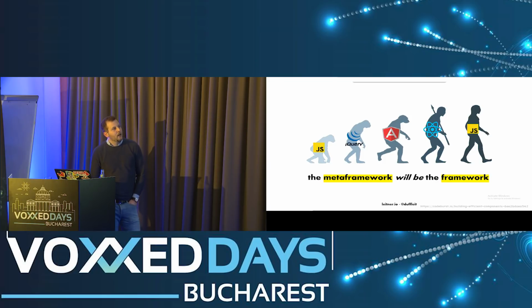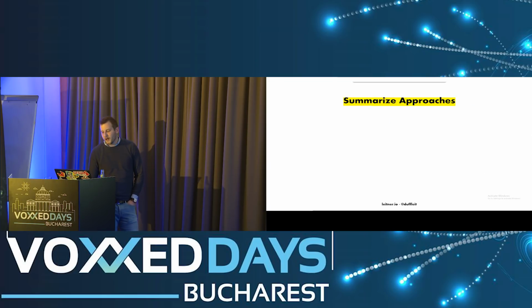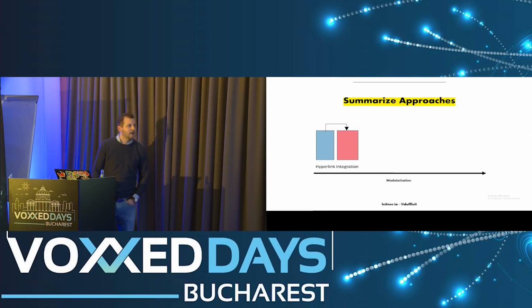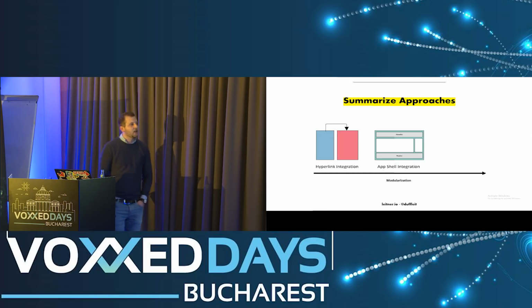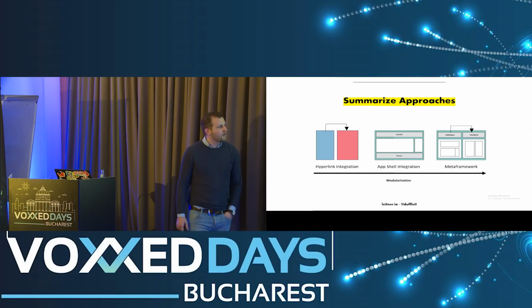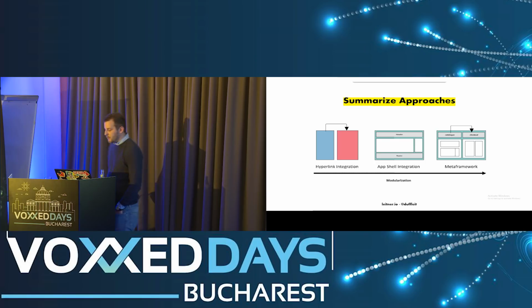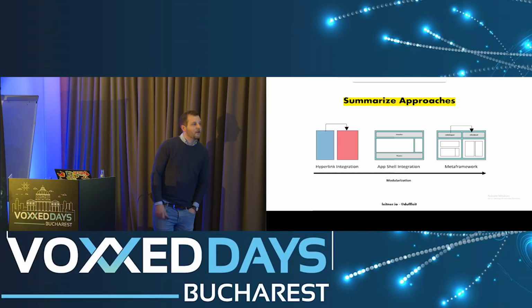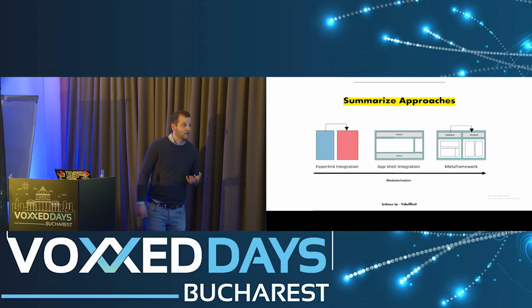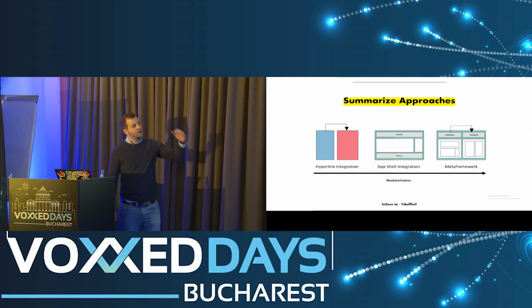So if we recap all this, and if we summarize all these approaches we've seen so far for micro-frontends, we have two axes actually, right? We have the modularization axis where we say, okay, we have hyperlink integration, we have app shell integration, and we have Meta framework. On the left-hand side, we see one micro-frontend per page. At the app shell integration, we have a little bit better ways to modularize our stuff. And on the Meta framework level, we have huge possibilities to modularize our micro-frontend, sorry. So that's the first axis, right?